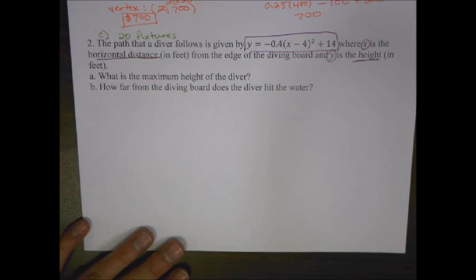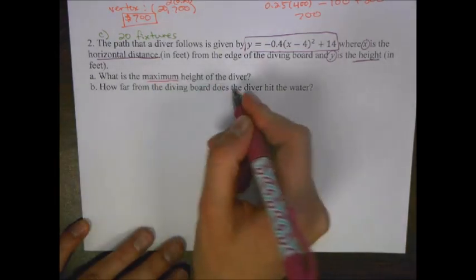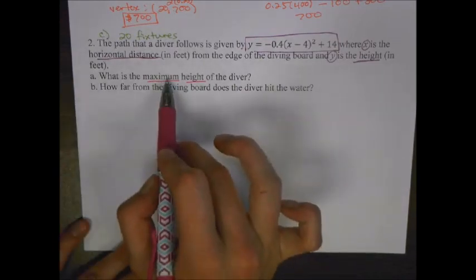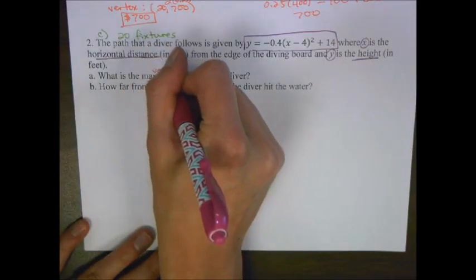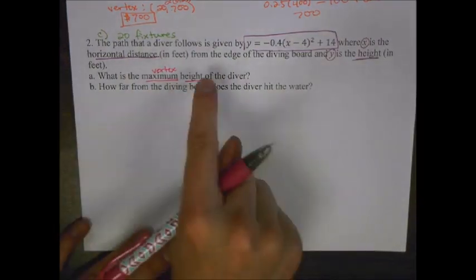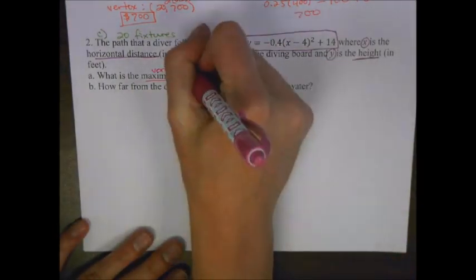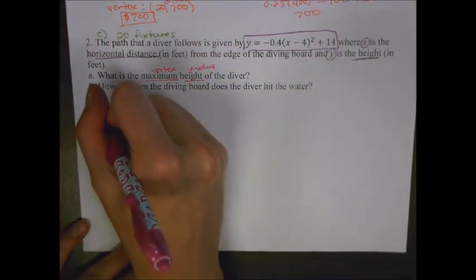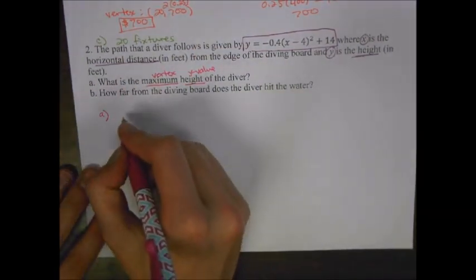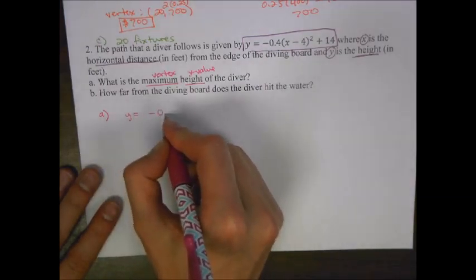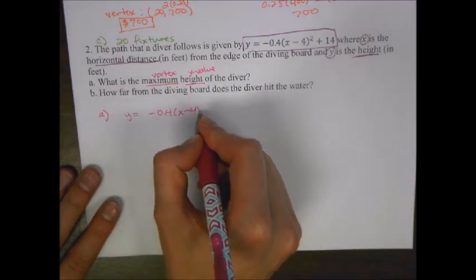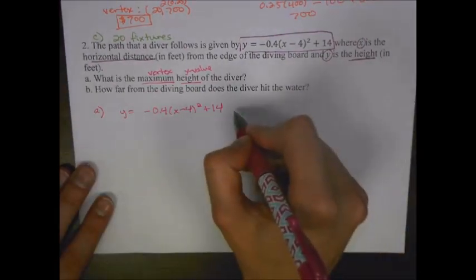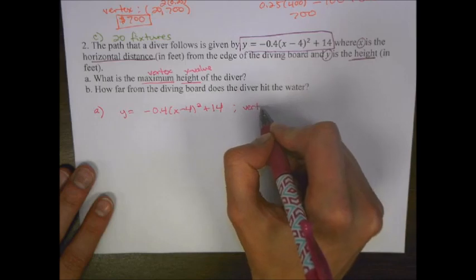Our first question asks, what is the maximum height of the diver? Well, maximum implies that we're going to be looking for the vertex. Height implies that I'm going to be looking for a y value. Let's look at our model. We're in vertex form.